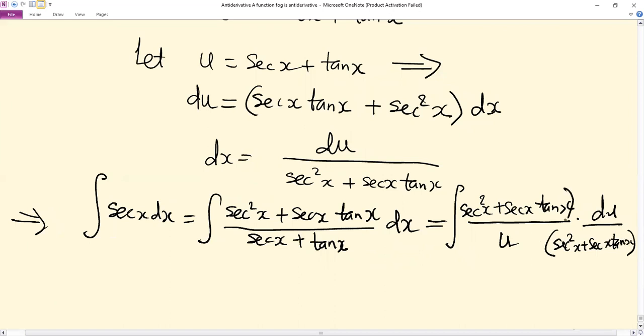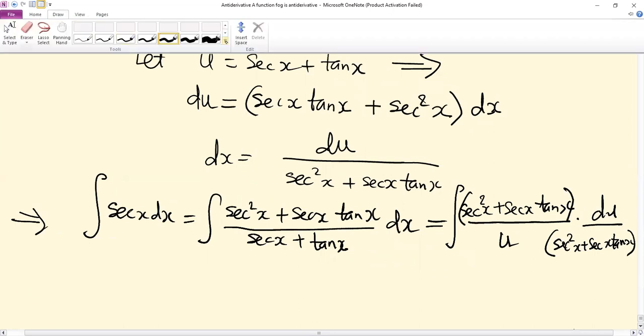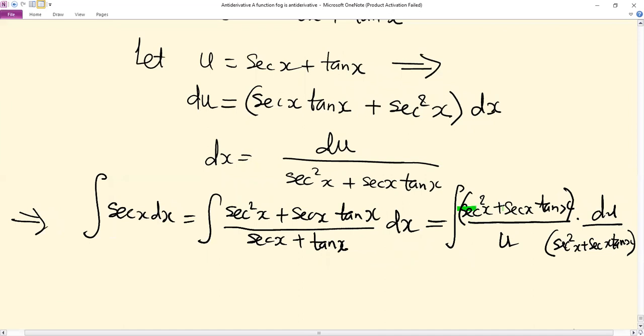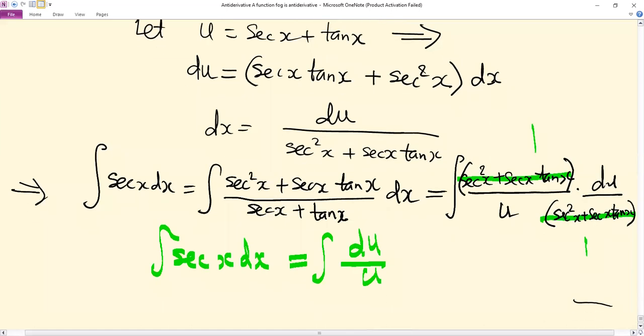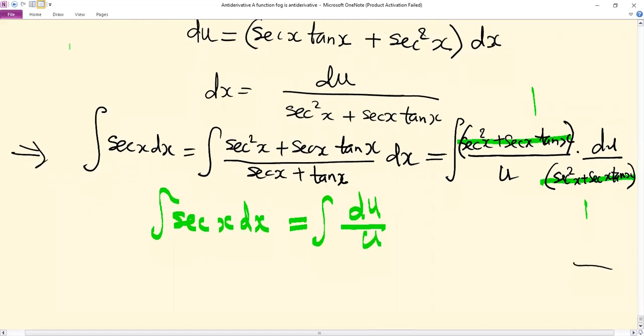And you see these two functions are the same, so they cancel out. So we'll have integral of sec x dx equals integral of just du over u. But from our other discussion, integral of du over u is simply ln of u, then plus c.